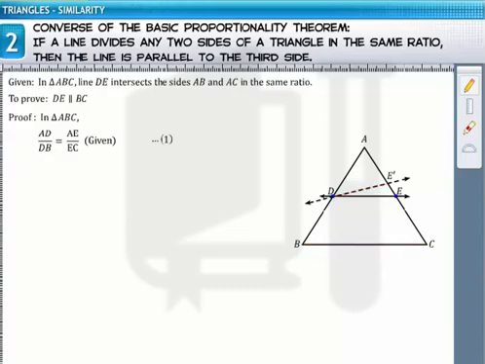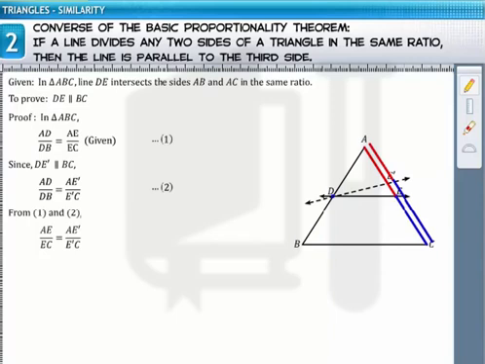Since DE' is parallel to BC, by the basic proportionality theorem, we have AD by DB is equal to AE' by E'C. Let's assign this observation as equation 2. From equations 1 and 2, we get AE by EC is equal to AE' by E'C. Let's assign this observation as equation 3.